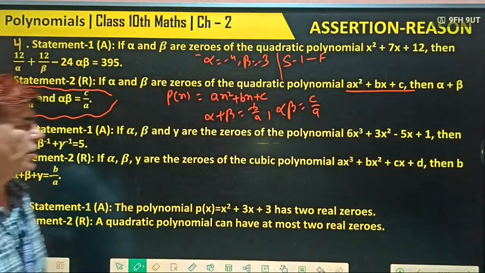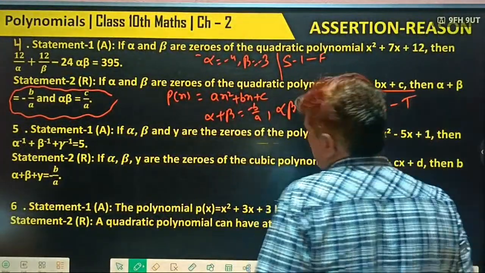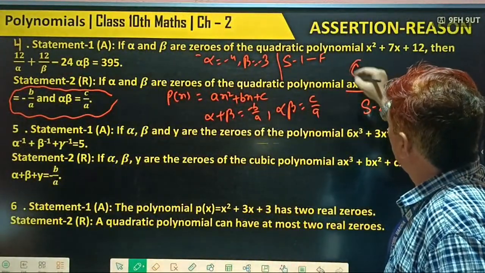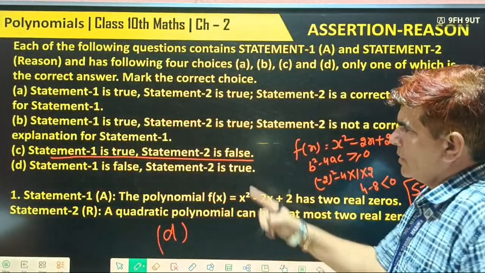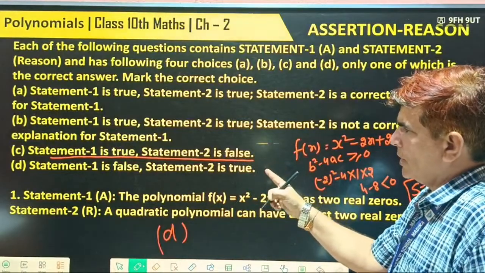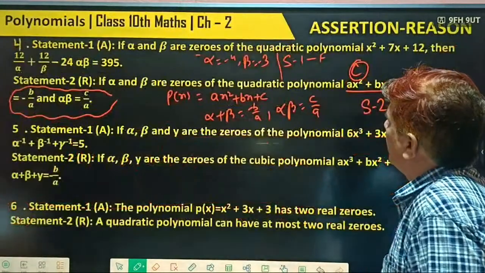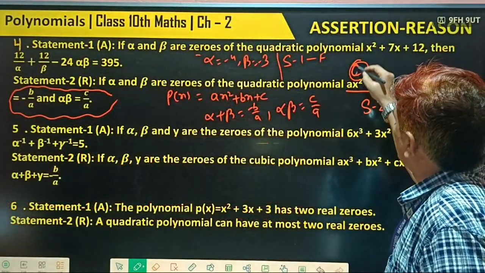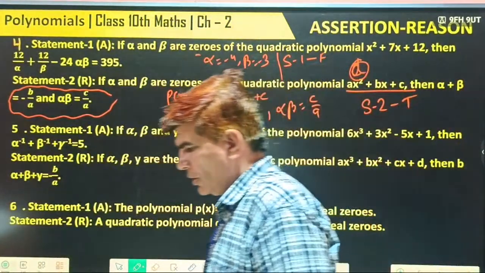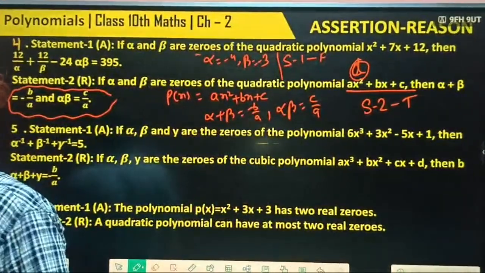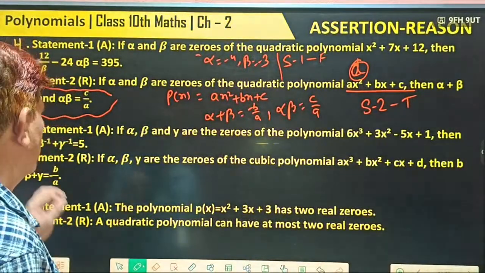So statement 2 is true. Statement 2 is true. So you know what's your answer? Look here. Statement 1 is true, statement 2 is false. But here statement 1 is false, statement 2 is true. So what's your answer? D is our answer, not C. Statement 1 is true, statement 2 is false, then C is your answer. Statement 1 is false and statement 2 is true, then D is your answer. I think you understand.